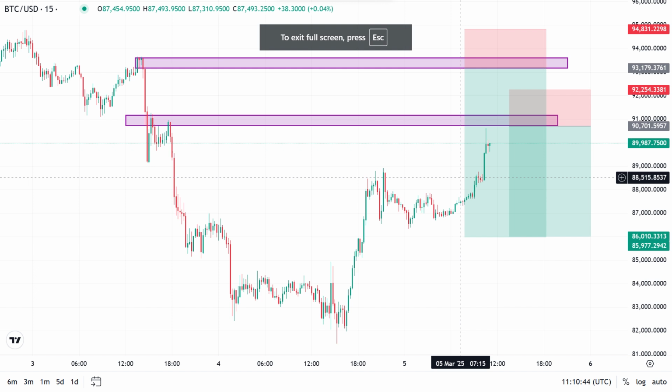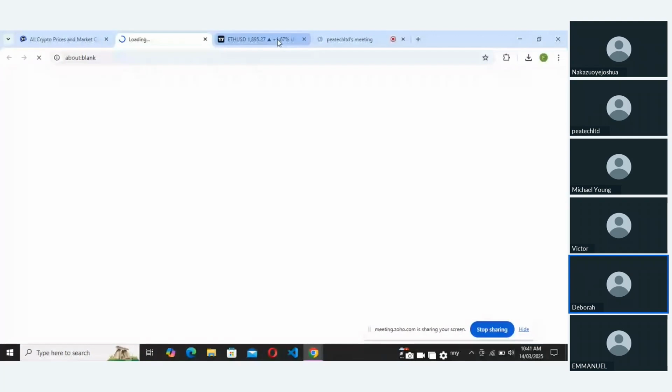Check it. Okay, let me check. So I should analyze SUI USDT. That's the name. Just put the name in the search box. Yes, it's coming up. Can you see my screen?